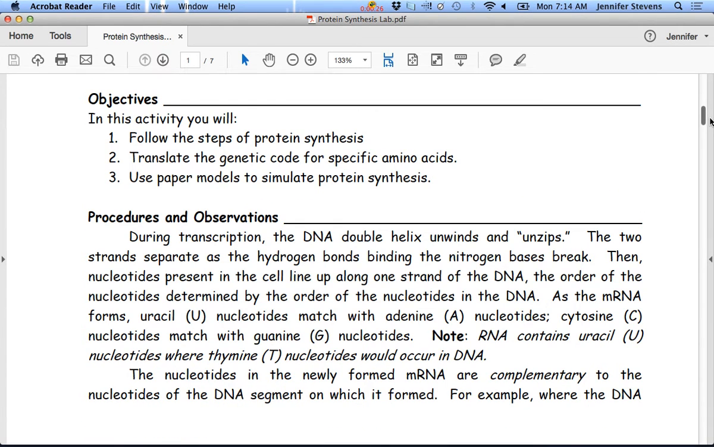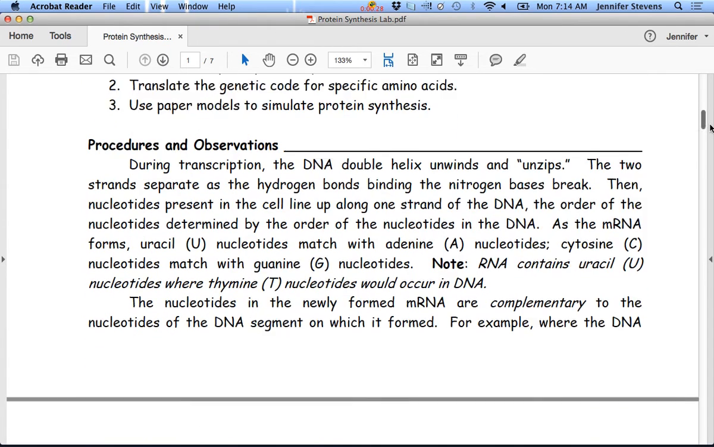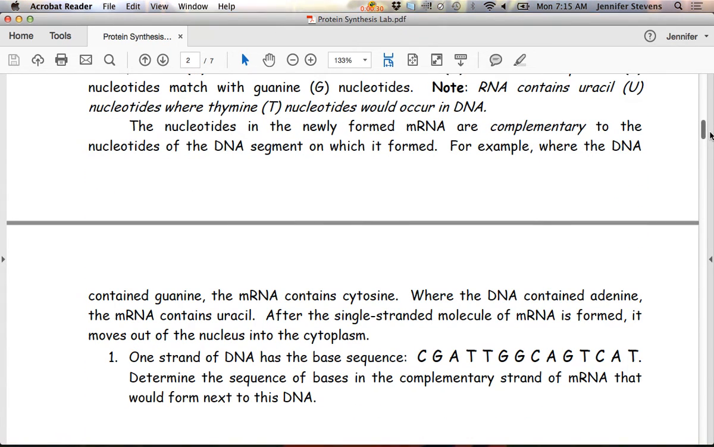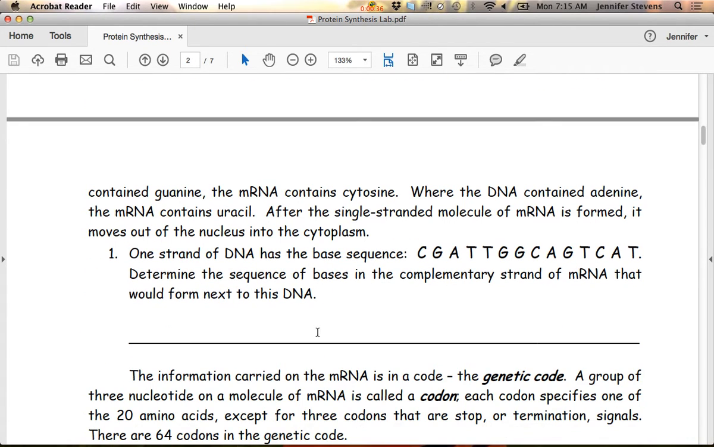And this is when, obviously, we turn the DNA into mRNA. In number one, you are given a strand of DNA, and on the line, you're going to write the complementary strand of mRNA. So you're going to follow your base pairing rule as outlined above, and just write that complementary strand there.